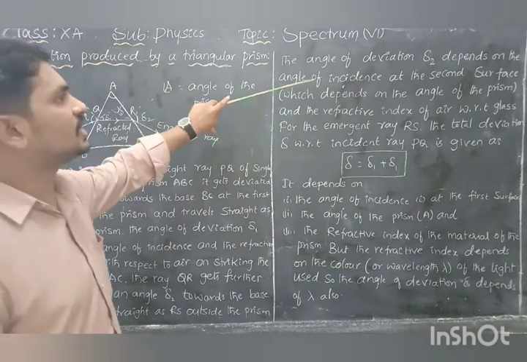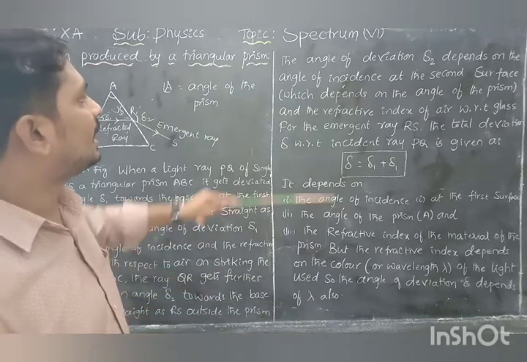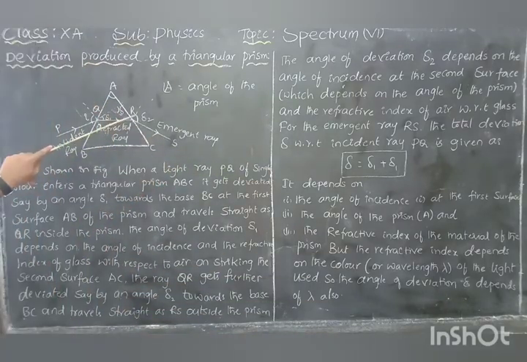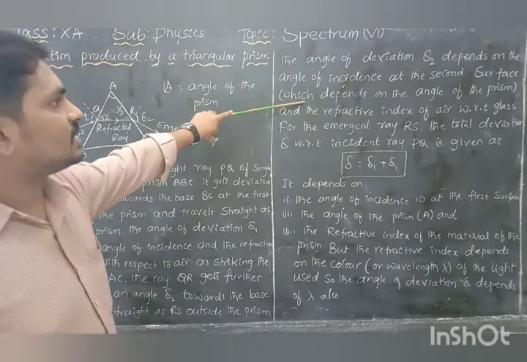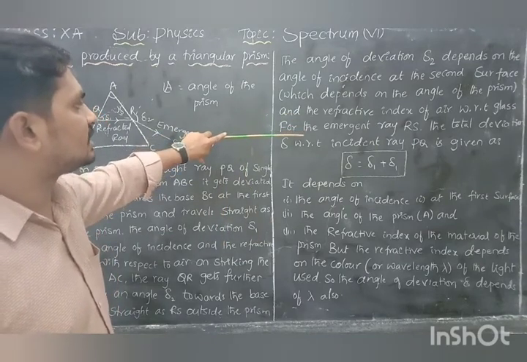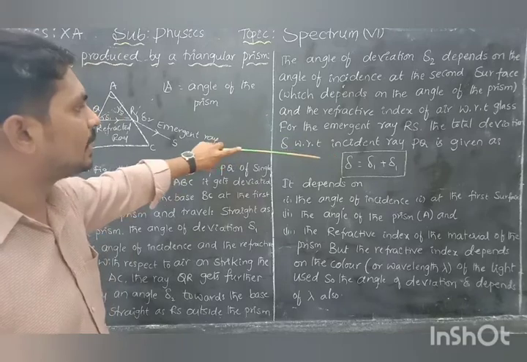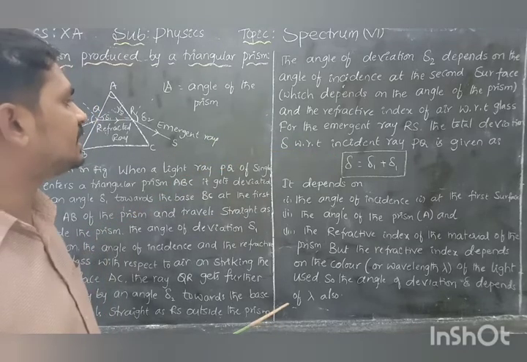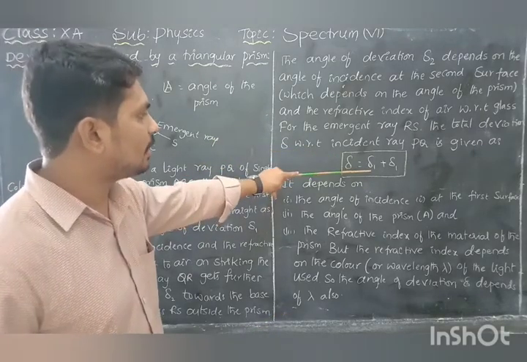The angle of deviation delta 2 depends upon the angle of incidence at the second surface. Again, the angle of deviation delta 2 depends upon the incident angle and also upon the angle of the prism, and the refractive index of air with respect to glass. For the total emergent ray, the angle of deviation is equal to the sum of the angles of deviation.